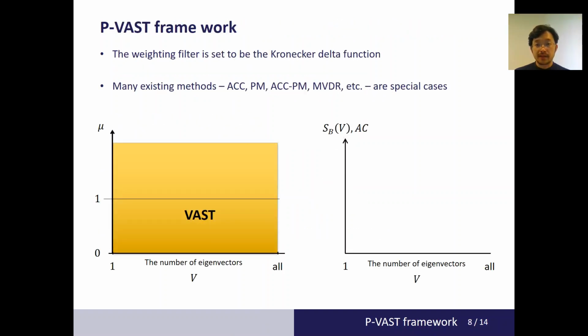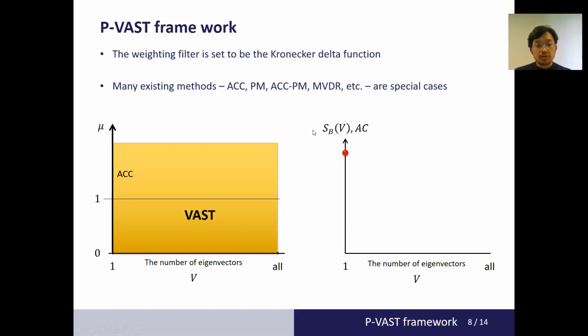Let us assume the weighting filter is the Kronecker delta function. Then this framework will give us many existing methods as special cases. For example, if we choose the first eigenvector which corresponds to the largest eigenvalue, then it will give us the ACC in the time domain solution. It guarantees the maximum acoustic contrast, but at the same time, it also gives us maximum signal distortion.